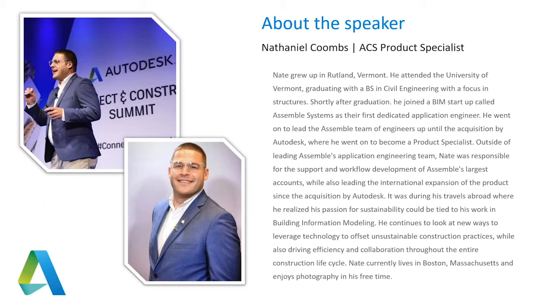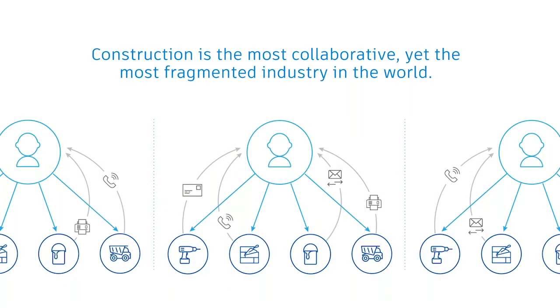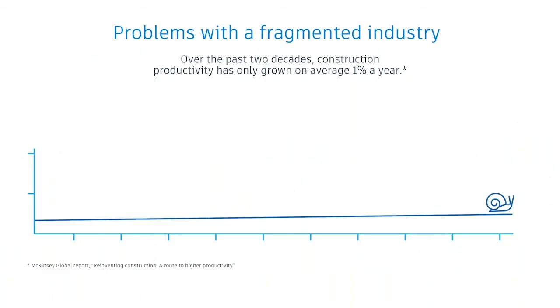So as we get into Assemble, like I said, I want to take a step back and look at construction in general. And I think this is pretty clear to pretty much everyone that construction is by far the most collaborative industry, yet the most fragmented in the world. We have all these different products, teams, and tools, and unless you're in a design-build situation, there's not even that much collaboration between different shareholders and stakeholders in a project. That leads to very, very slow growth in productivity.